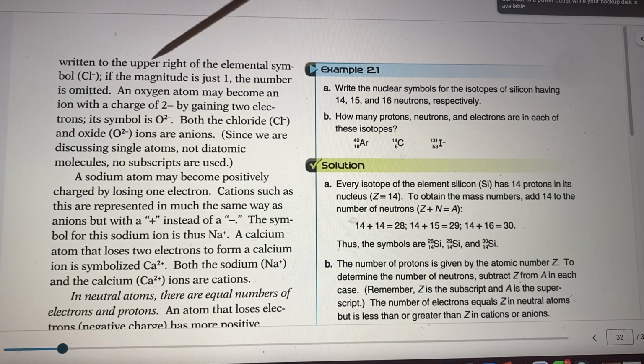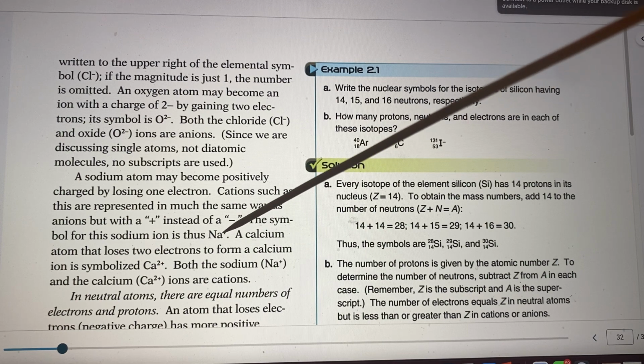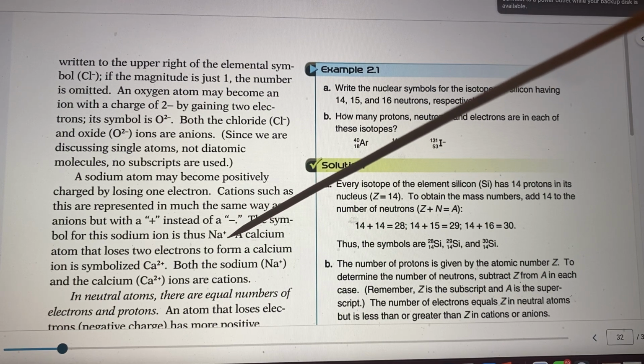Basically, if the magnitude is just 1, the number is omitted. It would just be like this. But an oxygen atom may become an ion with a charge of 2 negative by gaining 2 electrons. Both the chlorine 1 negative and the oxygen 2 negative are anions, right? Because they're both negative. Now, let's go to the positive one. A sodium atom may become positively charged by losing 1 electron. They lose an electron, they have fewer electrons, they will be positive. And so the symbol here for sodium is going to be positive because it lost electrons.